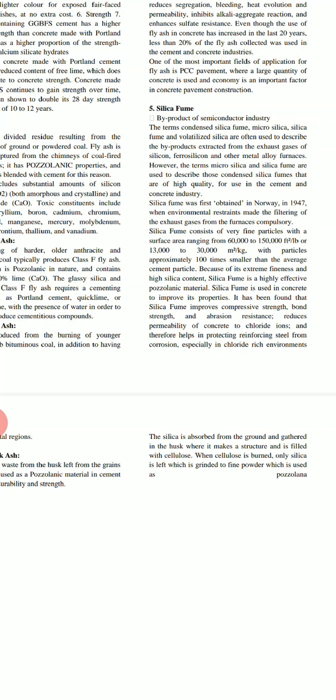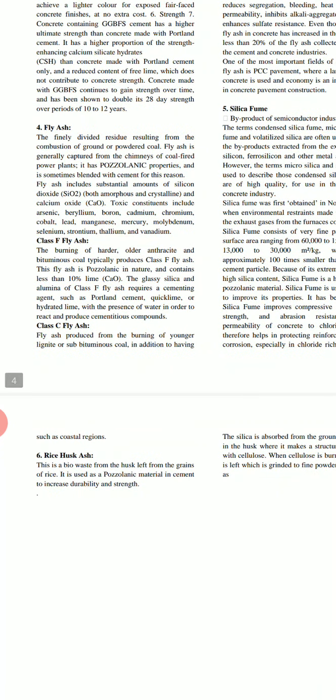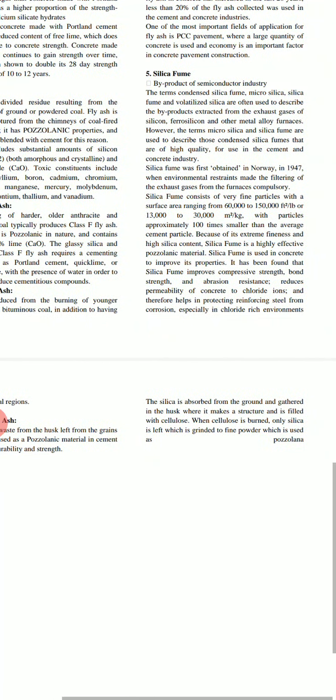Silica fume used in concrete improves its properties. It has been found that silica fume improves the compressive strength, bond strength and abrasion resistance, and reduces permeability of concrete to chloride ions. Therefore it helps in protecting reinforcing steel from corrosion, especially in chloride rich environments such as coastal regions.